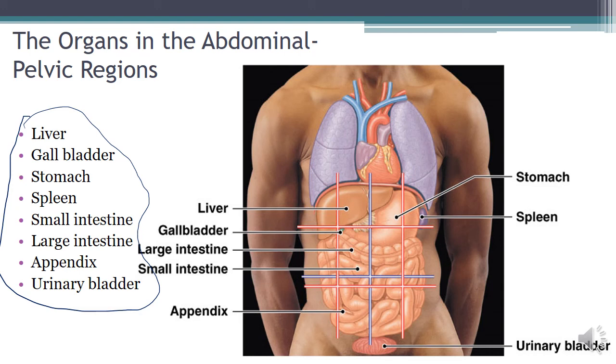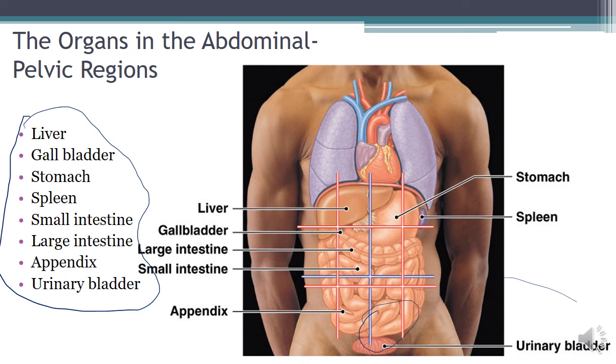Next is large intestine. Again, large intestine is all over the place. You have portions of the large intestine in the right inguinal region, the right lumbar region, the umbilical region, the left lumbar region, the left inguinal region, and the hypogastric region, even though you don't see it in the picture here. It's hiding behind the small intestine there.